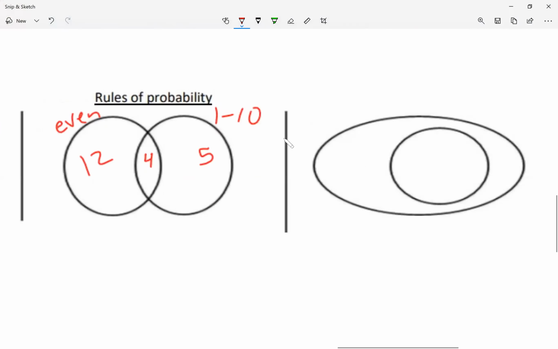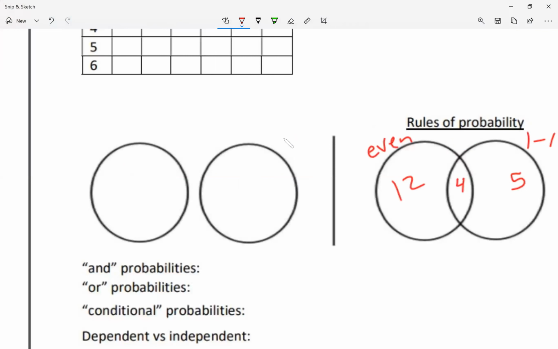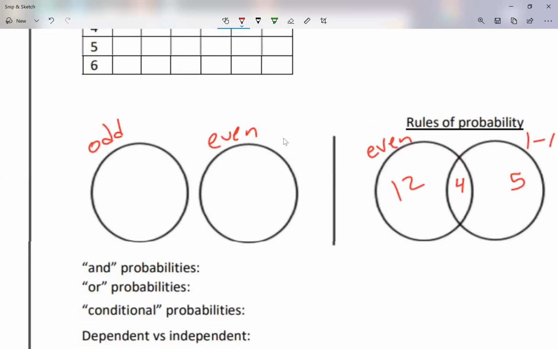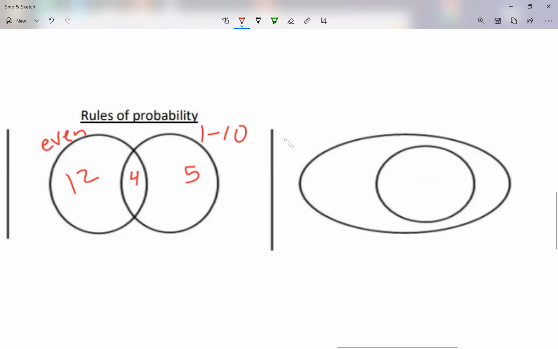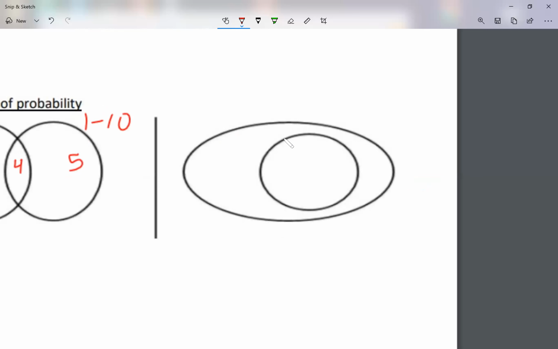And now here on the first one, I said think of odd or even. There are numbers that are odd, there are numbers that are even, but they don't share anything in common. Now the last case we call the subset. Let's say my circle here will be even, and my big oval here I will call integers.